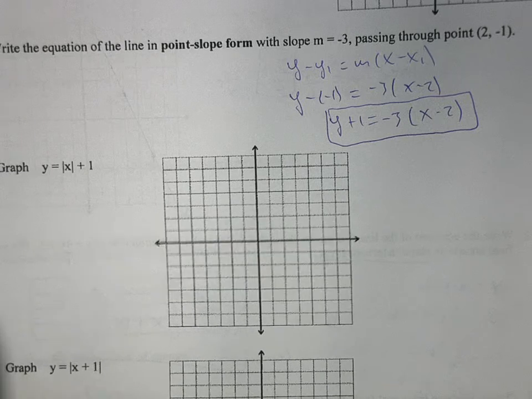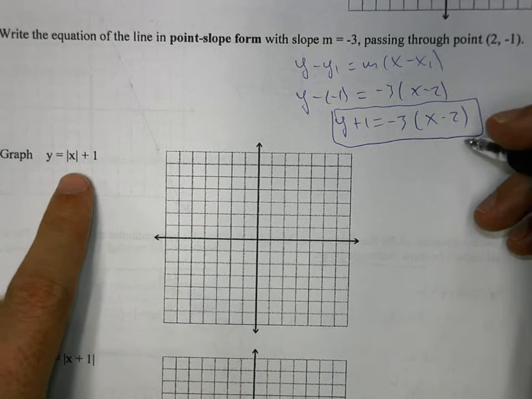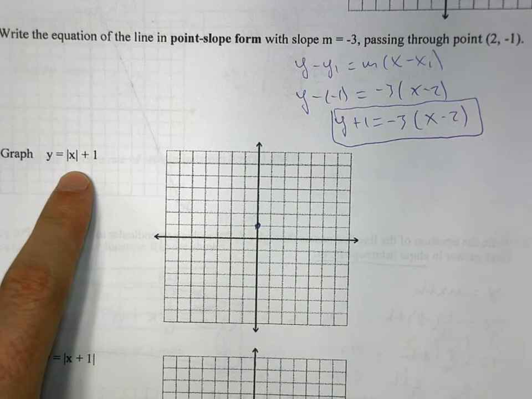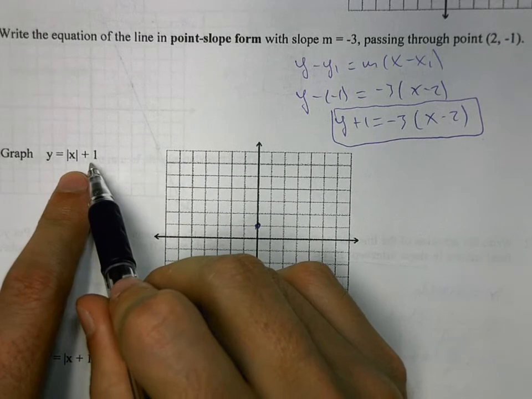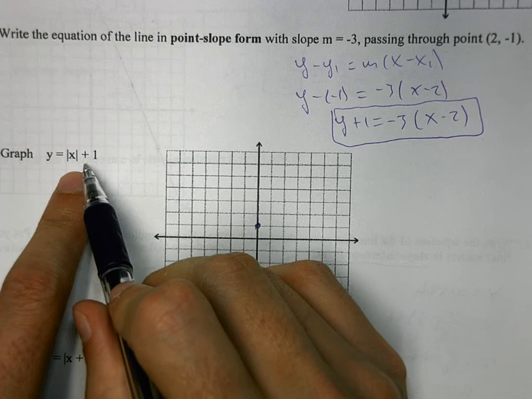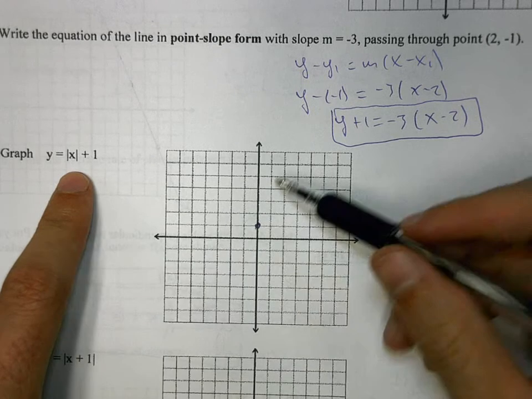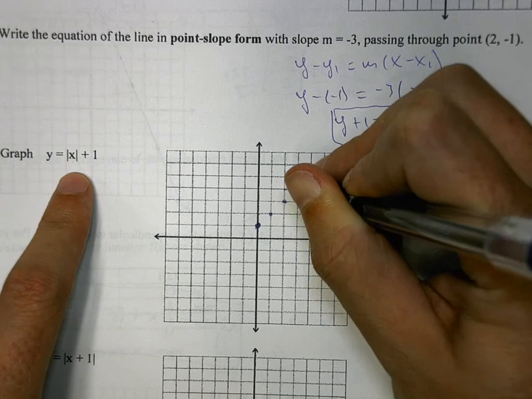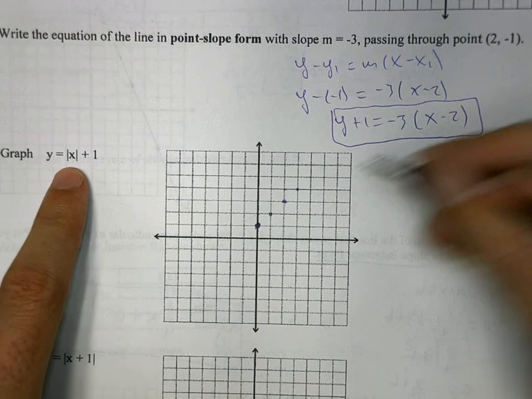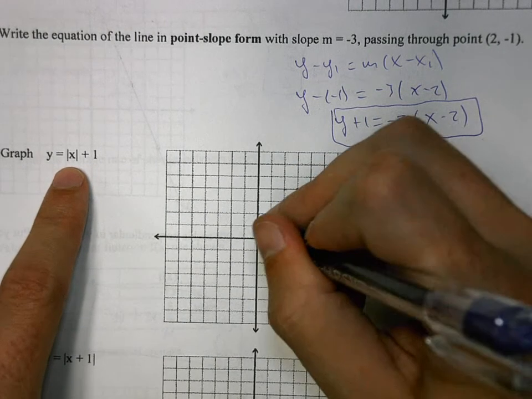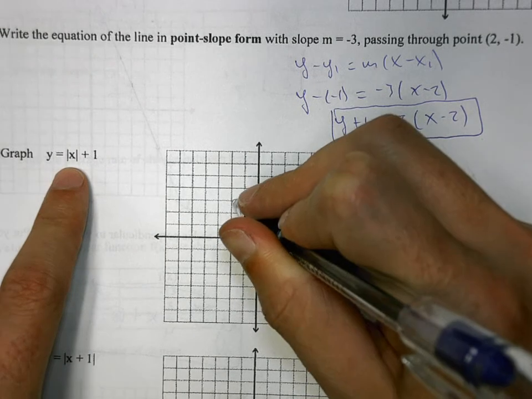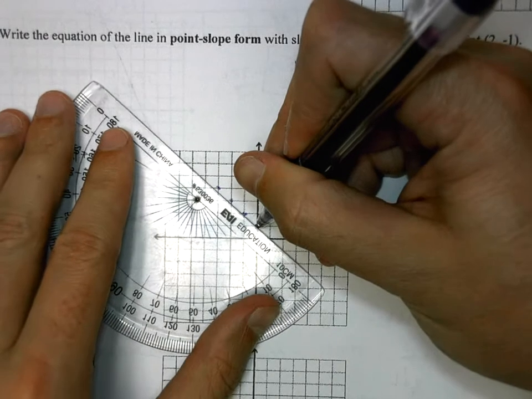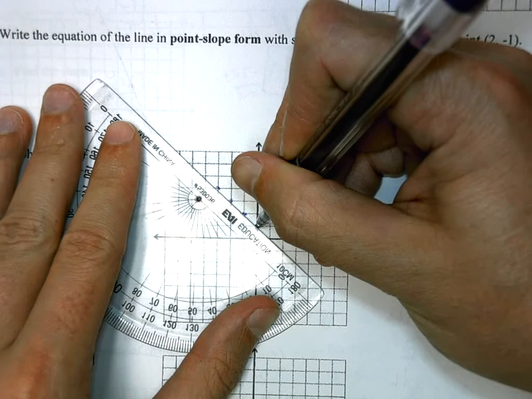For 16, here's our graph. Absolute value of x plus 1. So go up to 1. If it's outside, that means it goes up and down. And since it's positive, that means it goes up. And then you follow your slope of up 1 over 1, up 1 over 1, up 1 over 1. But since it's absolute value, it's a V-shaped graph. So you go up 1, left 1, up 1, left 1, up 1, left 1. Connect them all to make your straight line.